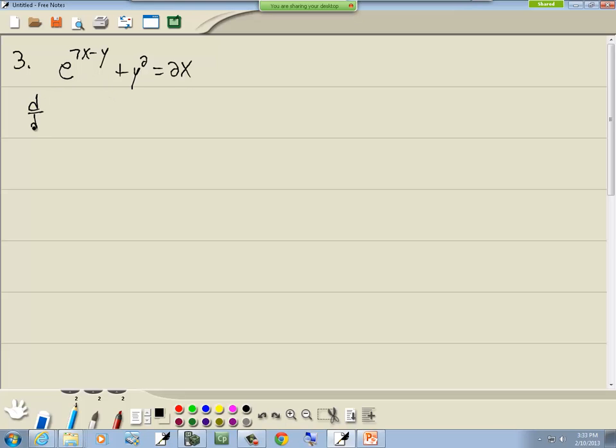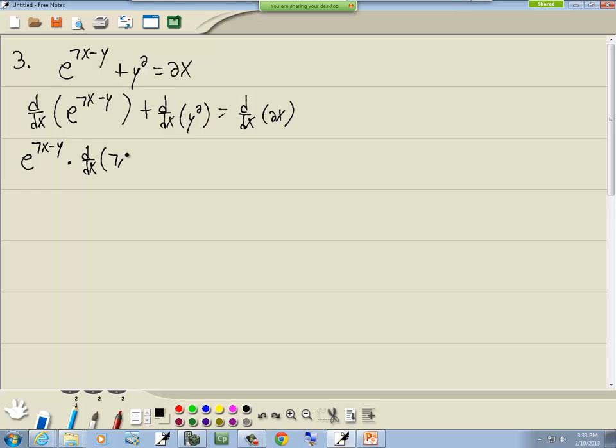So I'll take derivative of the e to the power, again with respect to x. I'll take the derivative of y squared with respect to x, and the derivative of the 2x with respect to x. Well, the derivative of e to a power is always e to the power, that doesn't change, times the derivative of the exponent. So take it times the derivative of 7x minus y.